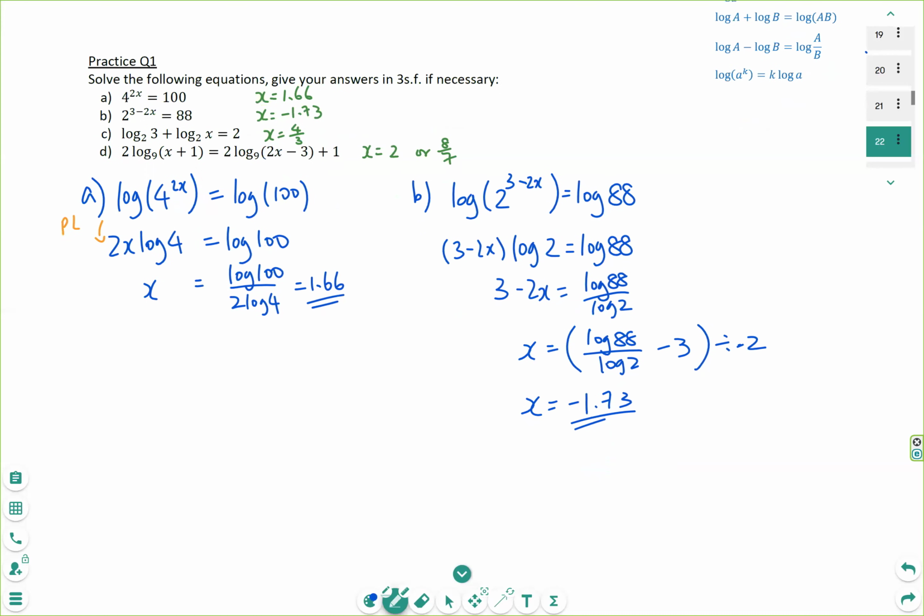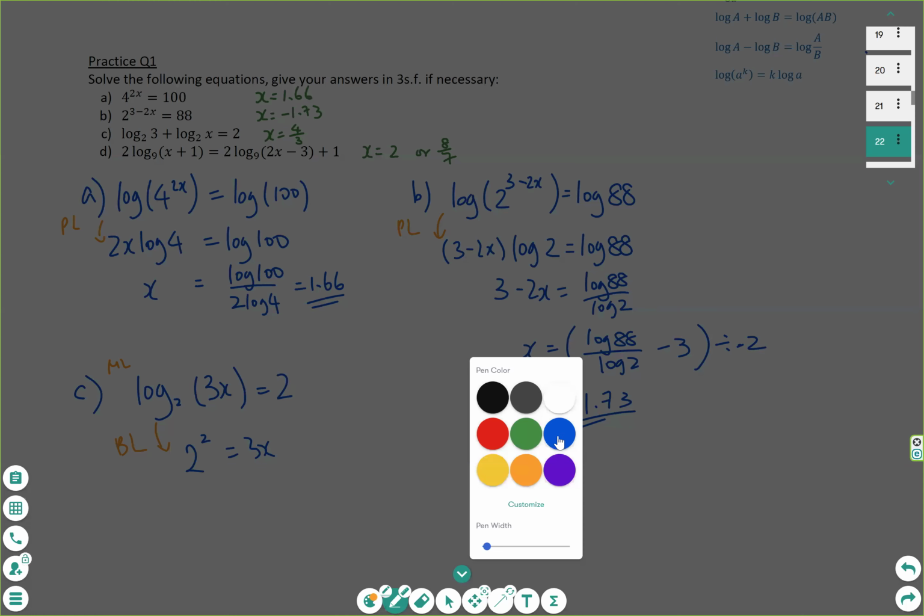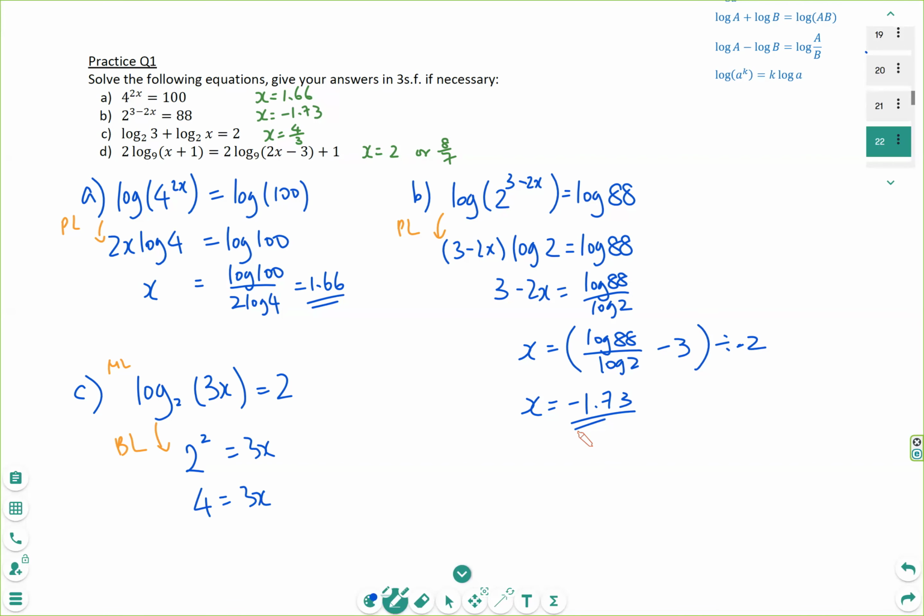Part C. Log A plus log B. Straight away we can use the multiplication law: log AB equals C. Then the base law: log base A of B equals C means A to the power of C equals B. That's the base law. So 4 equals 3x divided by 3. So x equals 4 over 3. Nice and easy.